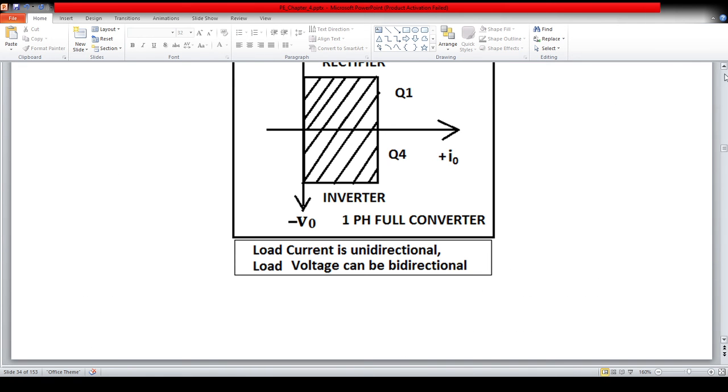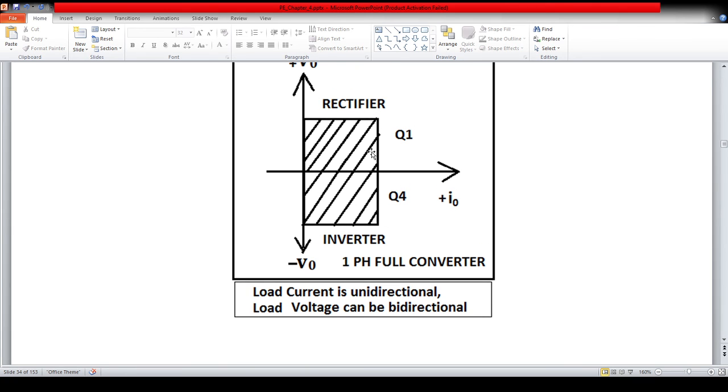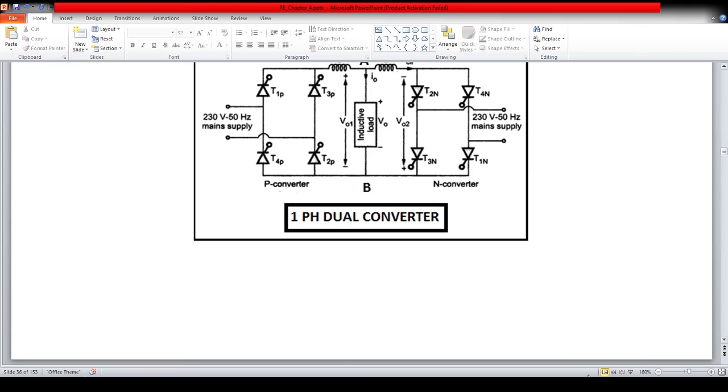This is the characteristics. So rectification, inversion. Alpha lesser than 90 degrees, alpha more than 90 degrees, quadrant 4. Alpha lesser than 90 degrees, quadrant 1. Current is single direction. Output voltage can be positive or negative. That's all.